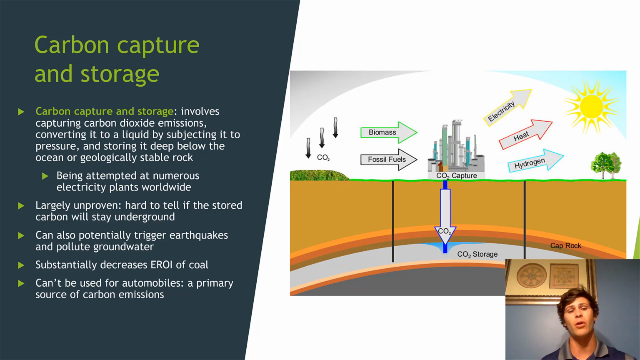Now, the next thing we're going to talk about is something called carbon capture and storage. Basically, carbon capture and storage involves the capturing of carbon dioxide emissions and then shoving them deep underground under a layer of rock or sediment to keep them from ever escaping again. So instead of emitting our carbon dioxide into the atmosphere, we are actually trapping it deep underground where it can't interact with solar energy and contribute to climate change or global warming. Now, this is being attempted by numerous electricity plants worldwide, and it's largely unproven. It's really hard to tell if stored CO2 will actually stay underground. There isn't really a way to monitor if CO2 is escaping from those underground chambers, and so it's really hard to prove if this technology is actually going to work.